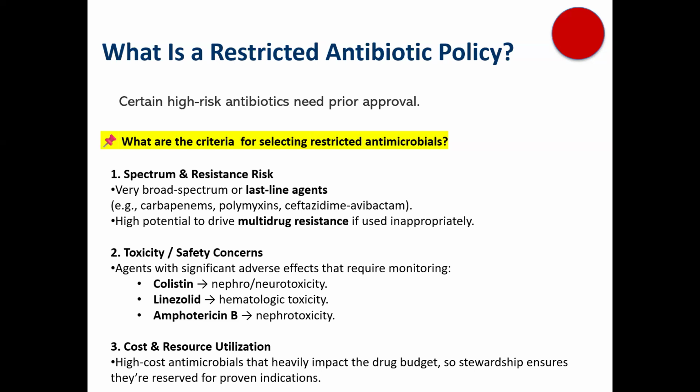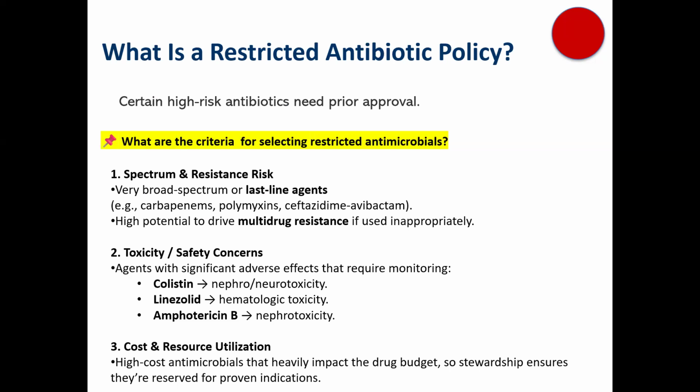Also, we need to restrict those antimicrobials that carry toxicity and safety concerns, like colistins, because they can cause nephrotoxicity or neurotoxicity, linezolid because it can cause hematological toxicity, and finally amphotericin, which can cause nephrotoxicity.